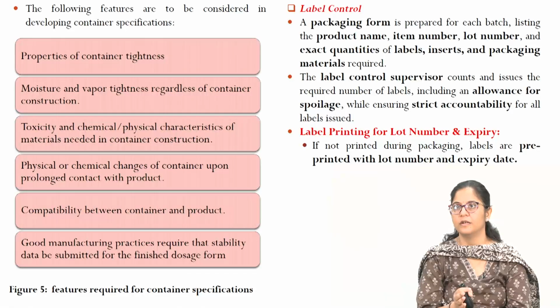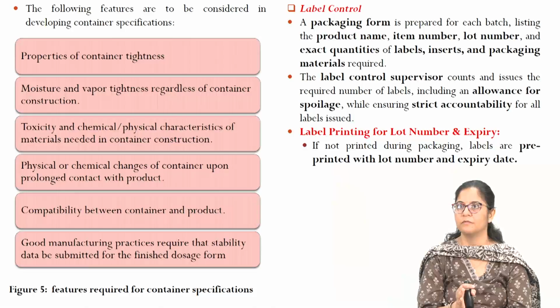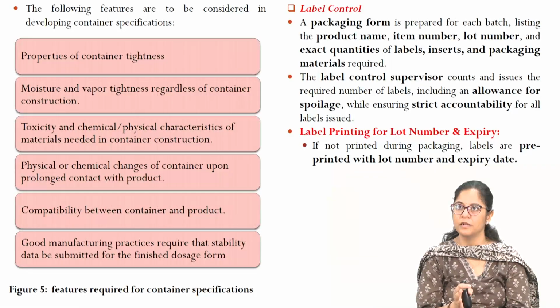Next is the labeling control. The package form is prepared for each batch listing the product name, item number, lot number, exact quantities of labels, inserts and packaging material required. Label control supervisor counts and issues the required number of labels including an allowance for spoilage while ensuring a strict accountability for all the labels issued.